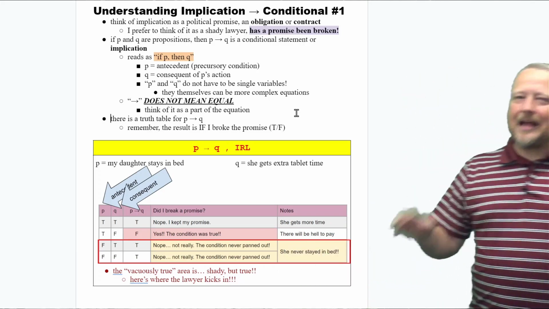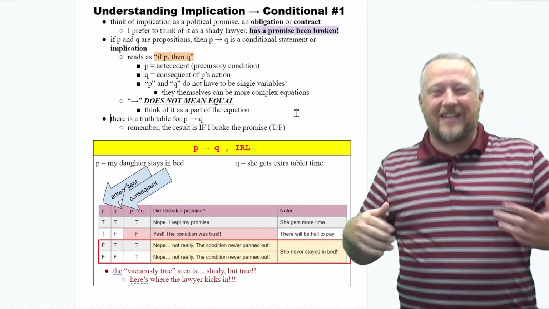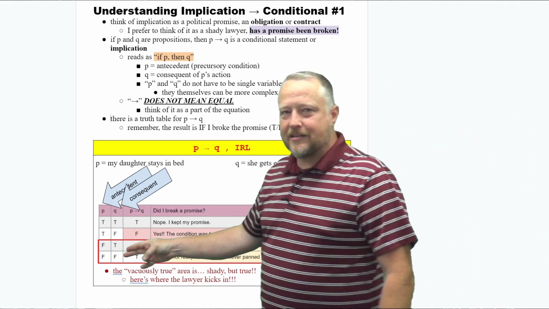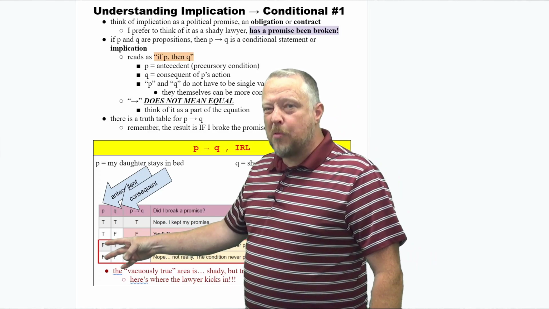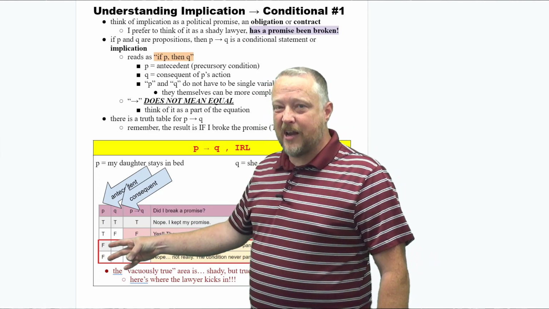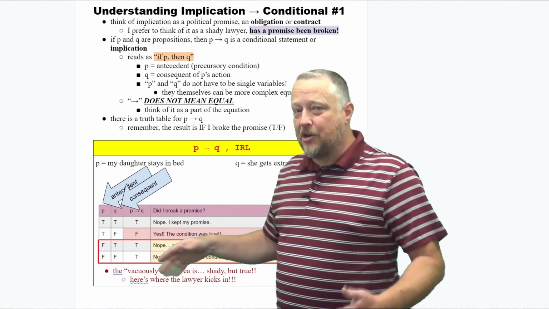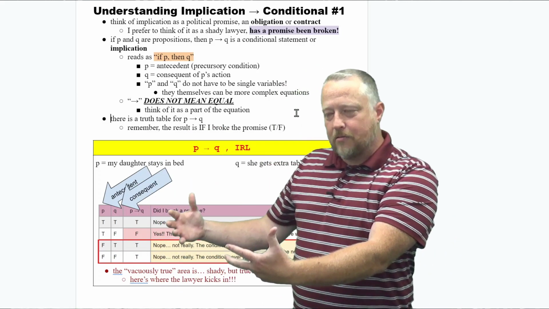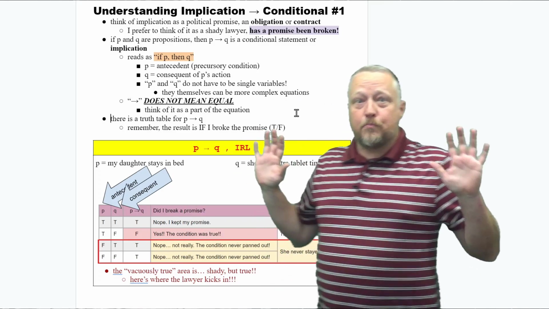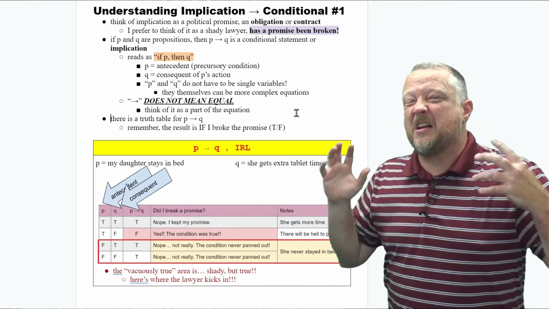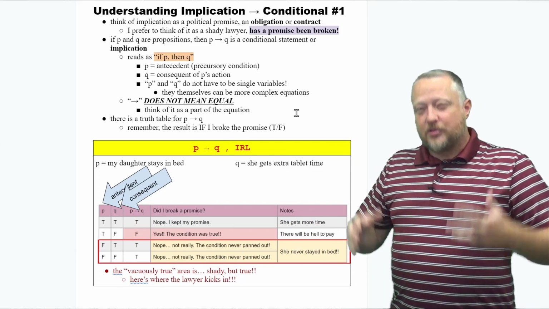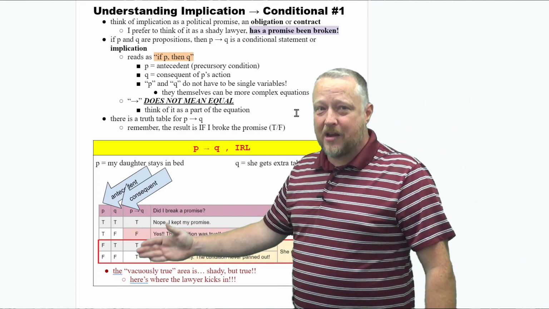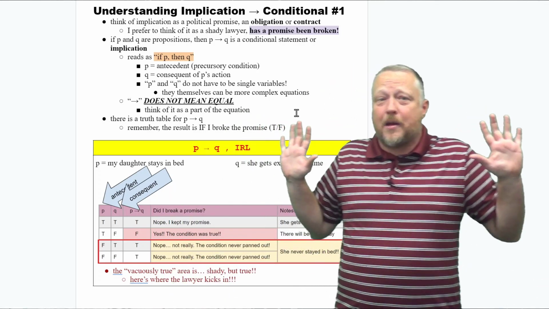Now, the last two are literally called vacuously true. In both cases, my daughter did not stay in bed. So because she never even got to that situation, which happens more than you know, I didn't break a promise because she never even got there. So that's why, of all things, it says true here, because in reality it is true. I didn't break a promise.